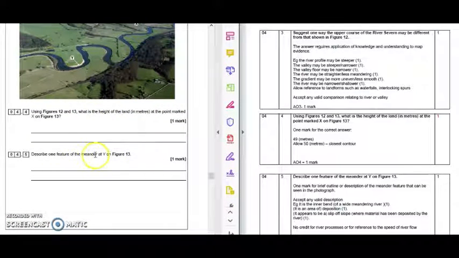4.5, describe one feature of the meander at Y. So basically, this is called either a river beach or a slip-off slope. This is on the inside bend of the meander, and on the inside of the bend, the river is relatively slow compared to the outside. When the river is slow, the key term is it is an area of deposition. Material is dropped or deposited because the river is slowing down.